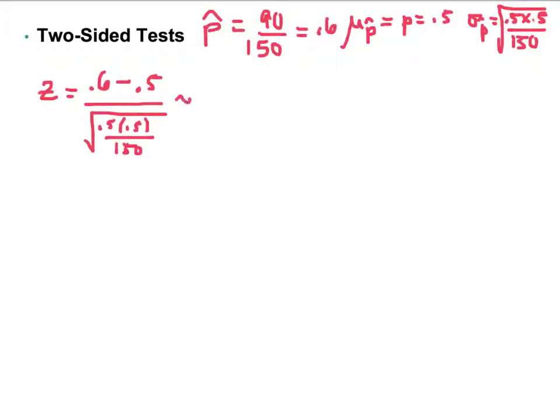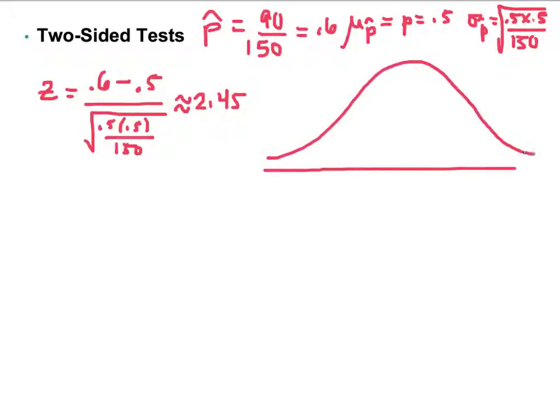And when you plug that into your calculator, you get 2.45. But now we need to see what the p-value is. To do this, let's take a look at the distribution we're looking at and how a two-sided test works with the p-value. So I'm going to take a look at this normal distribution. We're centered around 0.5, and our standard deviation was the square root of 0.5 times 0.5 over 150.